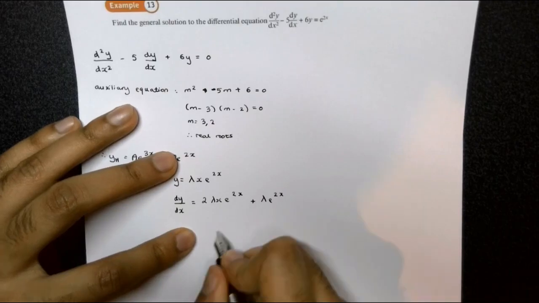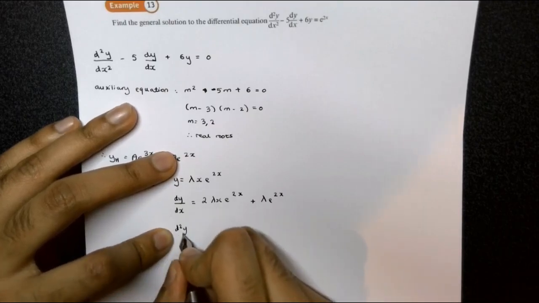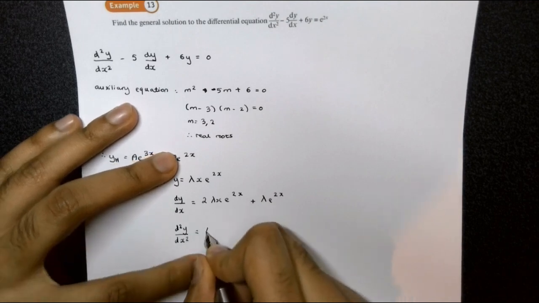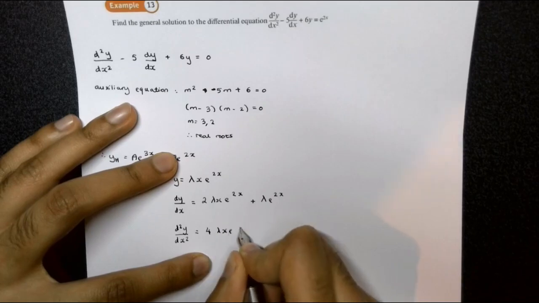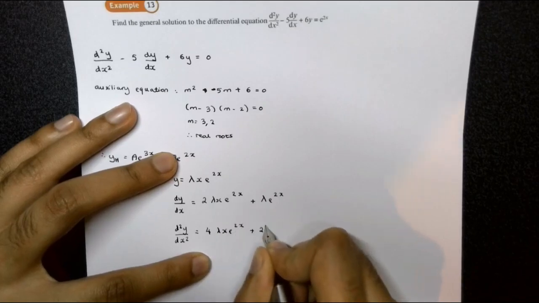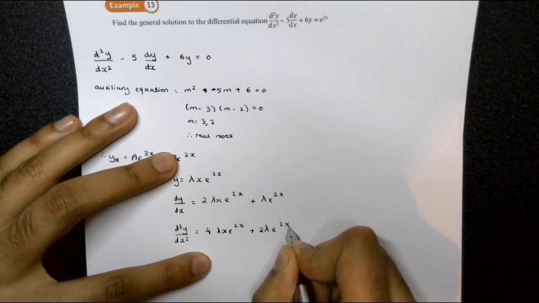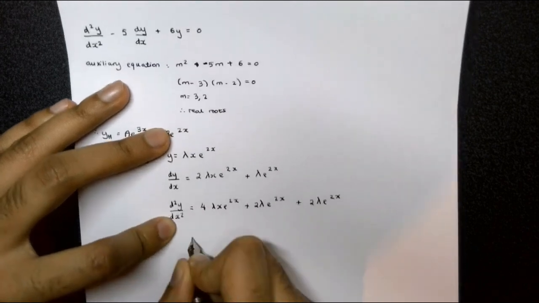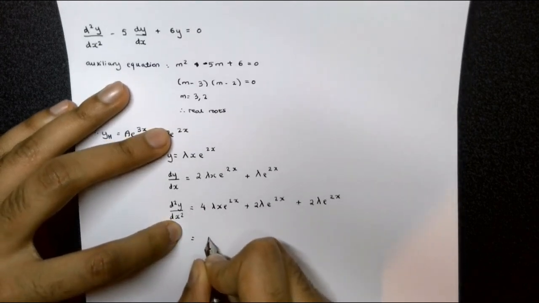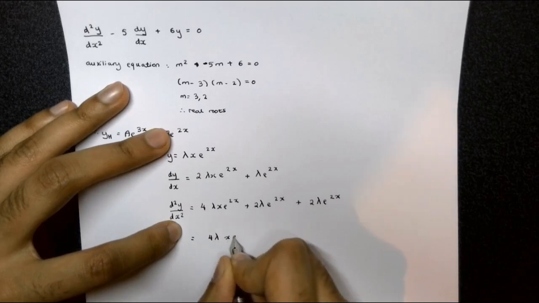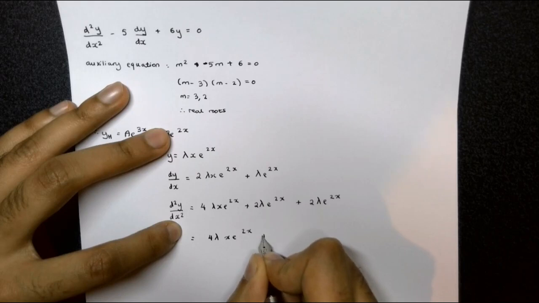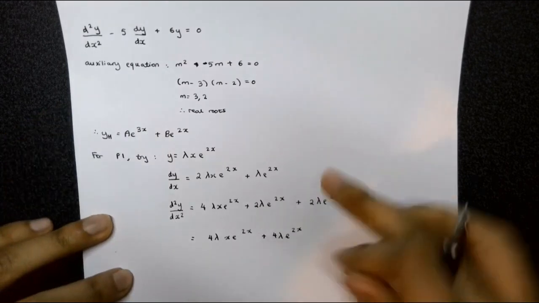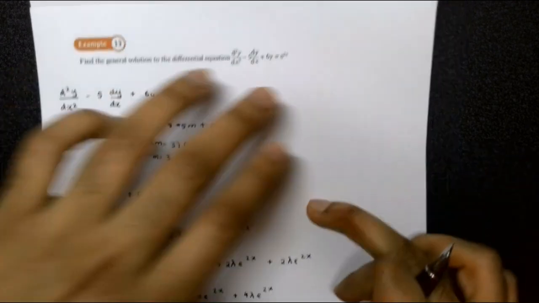And if we differentiate this to find the second derivative, again using the product rule, we end up with 4 lambda x e to the 2x plus 2 lambda e to the 2x plus 2 lambda e to the 2x. And if we tidy this up, you can see here we've got 4 lambda x e to the 2x plus 4 lambda e to the 2x. We will now substitute these results back into here.